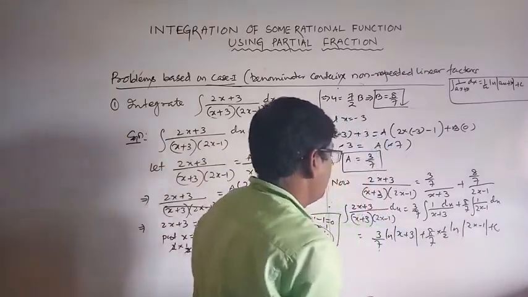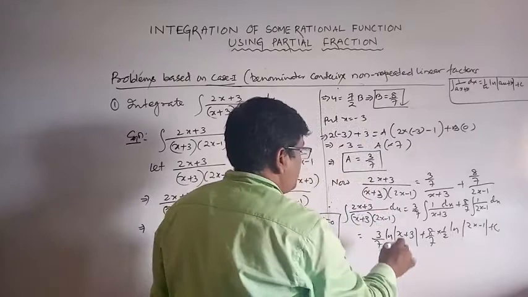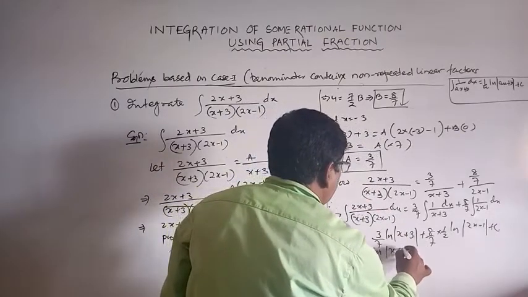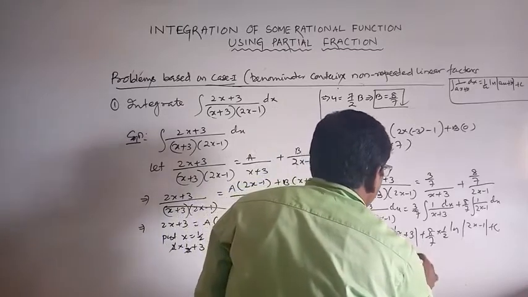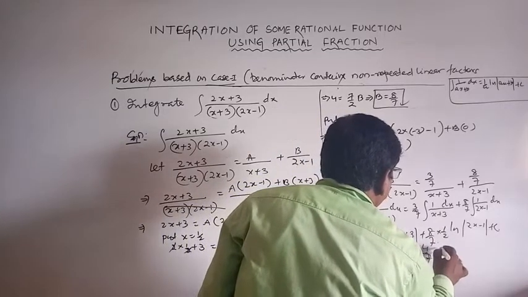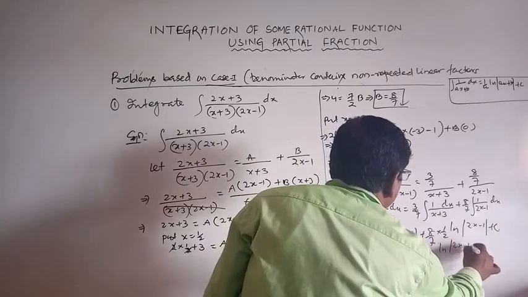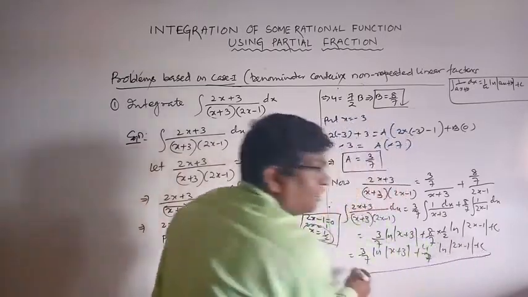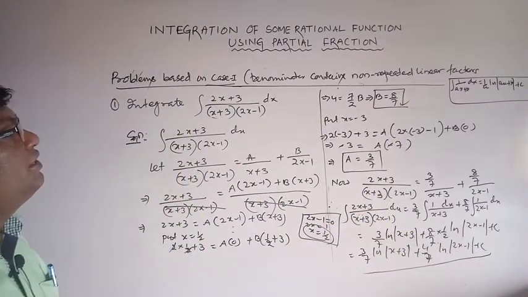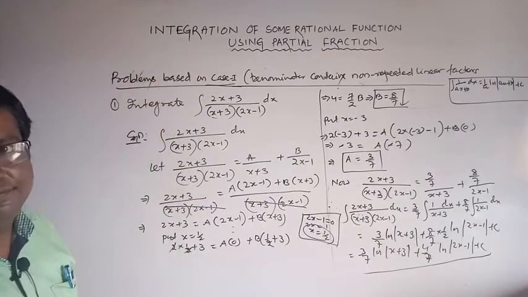So that is 3 by 7 log of |x + 3| plus, cancelling here, 4 by 7 log of |2x - 1| plus c. This is the final answer. Clear? This is a problem based on case 1.